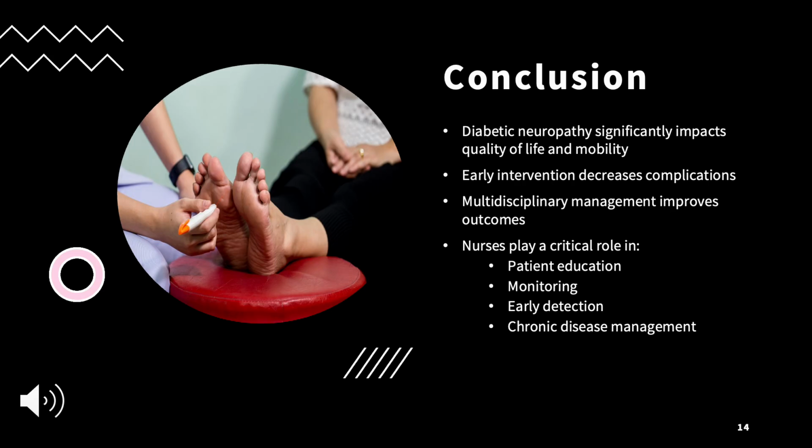In conclusion, diabetic neuropathy is a common but serious complication of diabetes that significantly impacts mobility, independence, and quality of life. Early intervention and glycemic control are essential to slowing progression and preventing complications such as ulcers and amputations. A multidisciplinary approach involving primary care, endocrinology, podiatry, nursing, and physical therapy can improve patient outcomes.